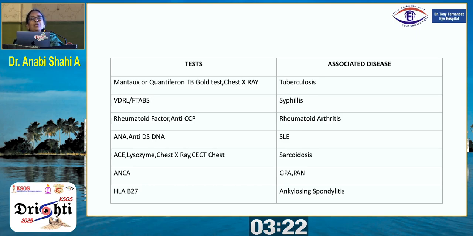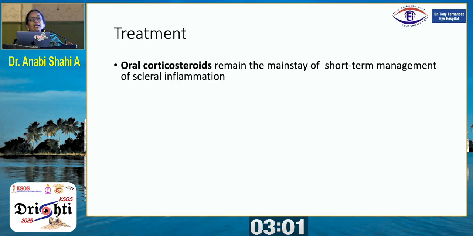Mantoux and QuantiFERON TB Gold test and chest x-ray to rule out tuberculosis. VDRL and FTA-ABS for syphilis. Rheumatoid factor, anti-CCP for rheumatoid arthritis. ANA, anti-dsDNA for SLE. And to rule out sarcoidosis, ACE, chest x-ray and contrast enhanced CT is done. For GPA and PAN, ANCA is done. And for ankylosing spondylitis, HLA-B27.